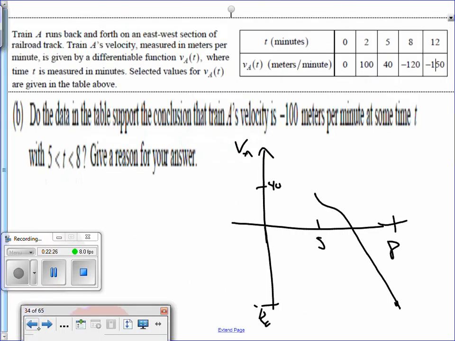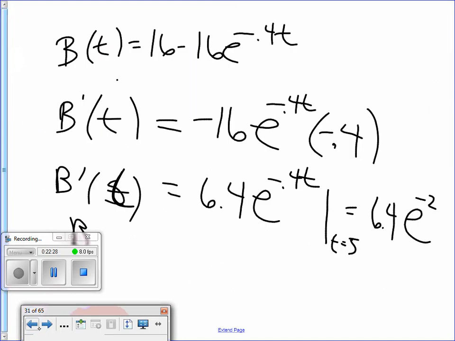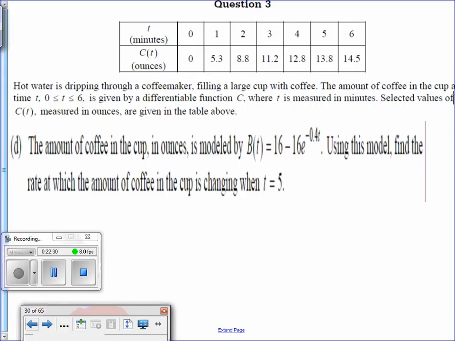2013. What was I just? Okay, that was 2014. Okay, I love this, and this was a no calculator. So now all of a sudden they introduce an equation. The amount of coffee in the cup in ounces is modeled by this equation, B of t. Using this model, find the rate at which the amount of coffee in the cup is changing.